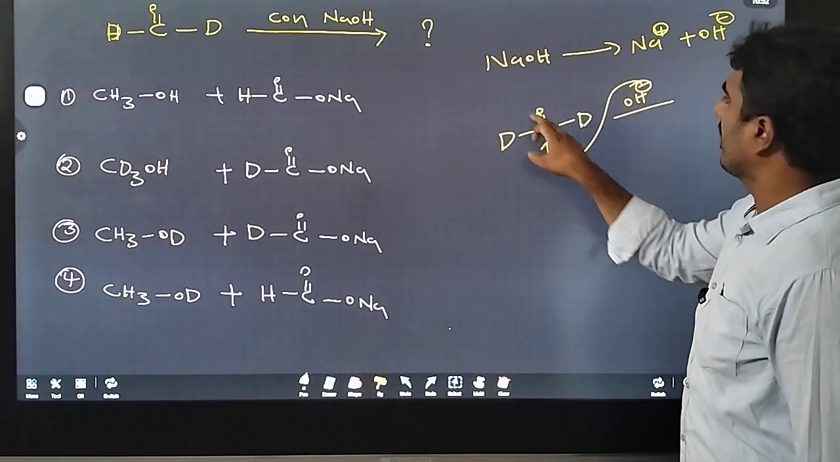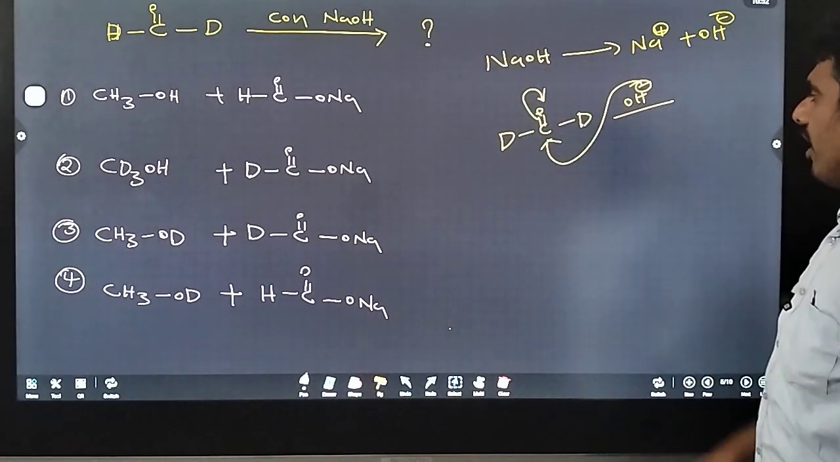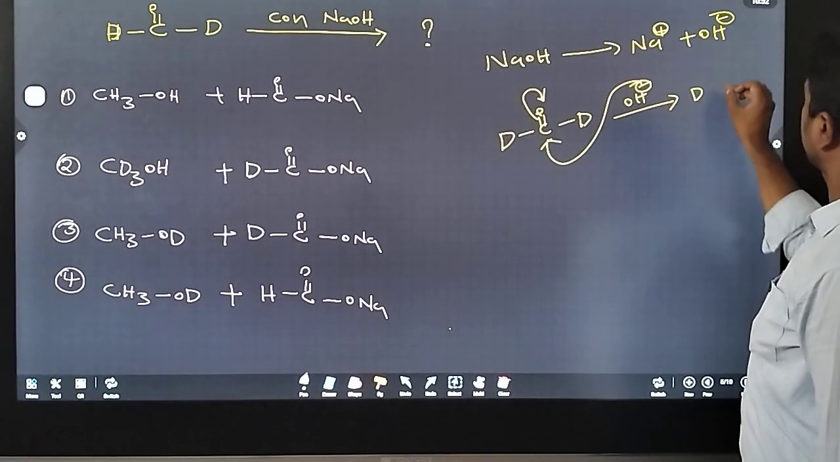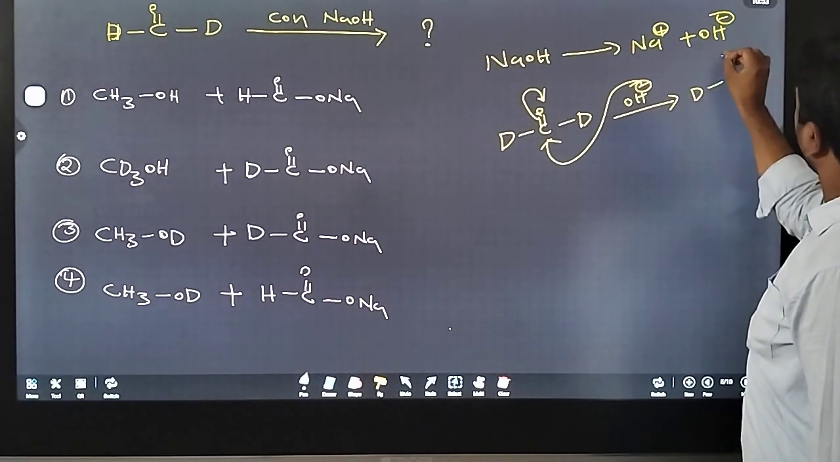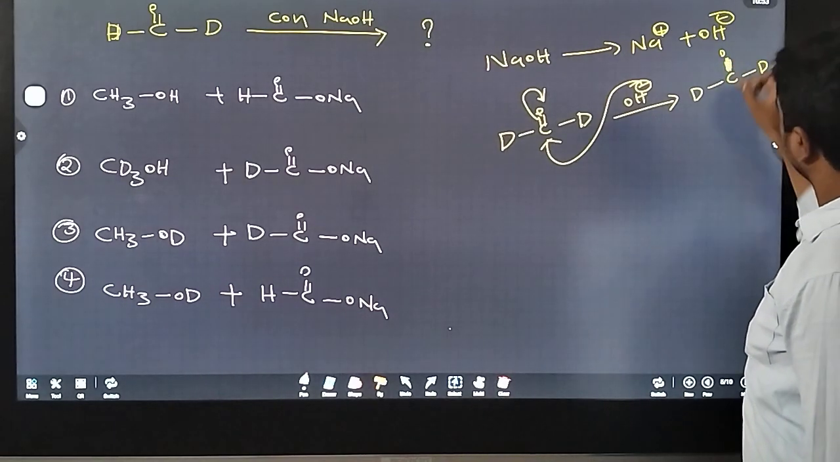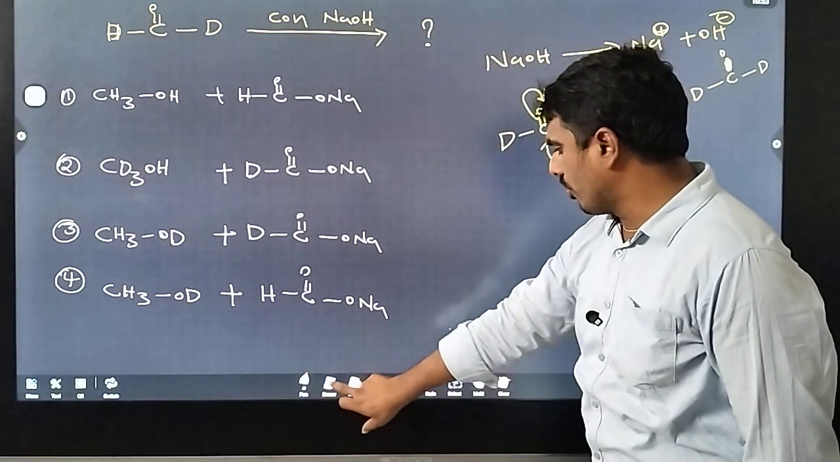The nucleophile attacks here, with electron displacement towards oxygen. So we get D, C single bond O.